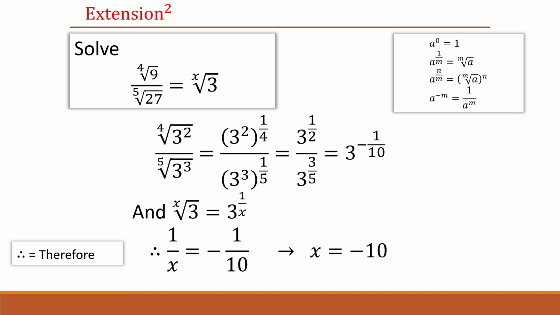Fourth rooting and fifth rooting can be written as a fraction, which in this case is a quarter and a fifth. And then once we multiply the bracket, we should get 3 to the half divided by 3 to the 3 fifths, which, if we use our laws of indices, we should get 3 to the power of minus a tenth. And as x rooted 3 is the same as 3 to the power of 1 over x, 1 over x is equal to negative 1 over 10, which in this case x equals minus 10.